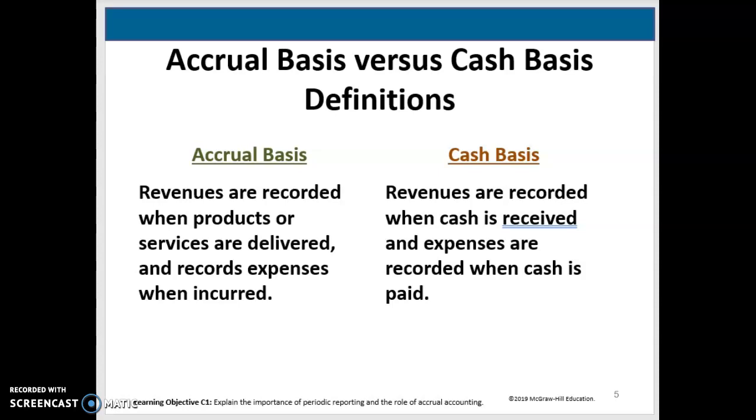The cash basis says that we're going to recognize revenues when we receive the cash, and we're going to recognize expenses when we pay it. Well, according to our GAAP rules, we can't do that. So we're only going to see using accrual to follow GAAP requirements.